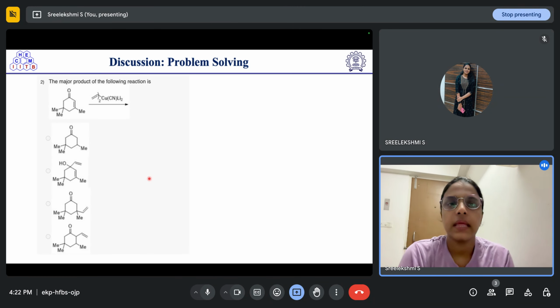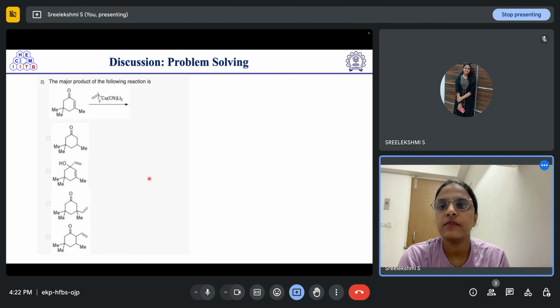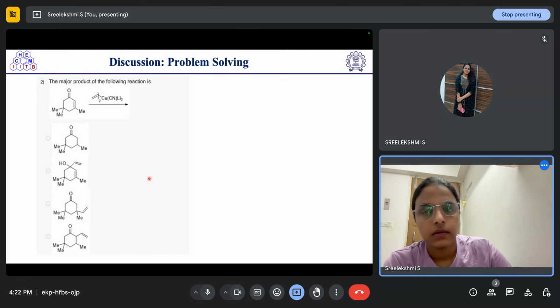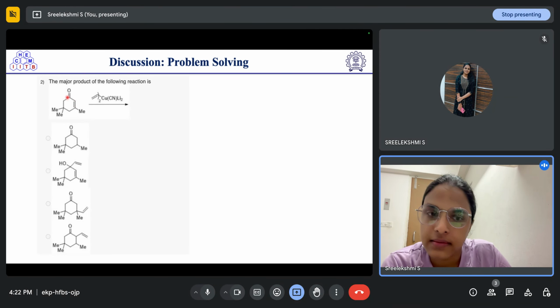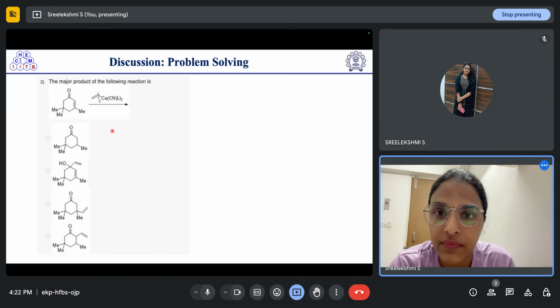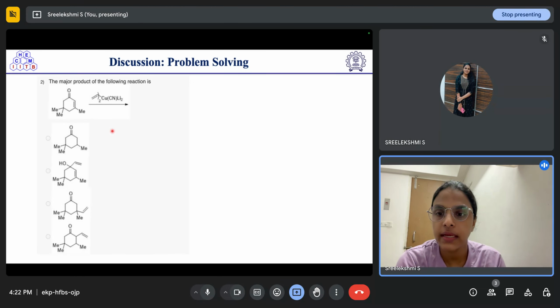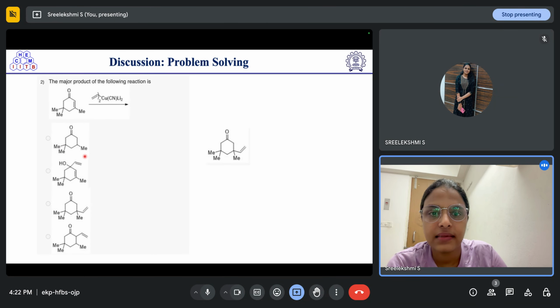So here, since we are using an organocopper reagent, and in the reactant there is an alpha beta unsaturated system, so what will be happening here? This group will be attacking over this center rather than this center. So we will be getting the 1,4 addition product, or we can say we will be getting the conjugate addition product. That is, the correct answer will be option C.